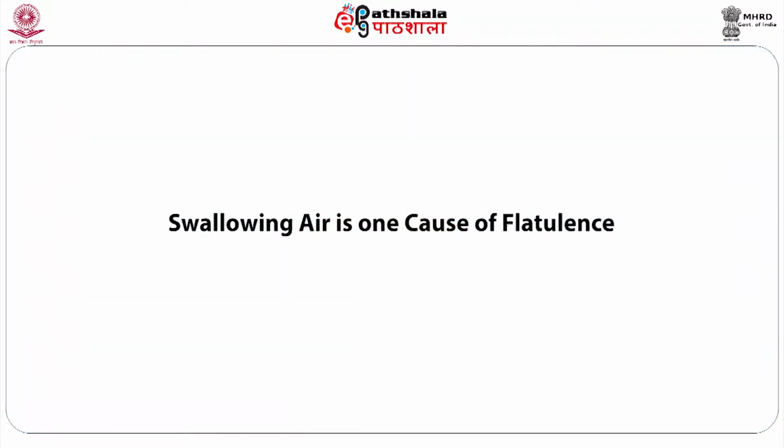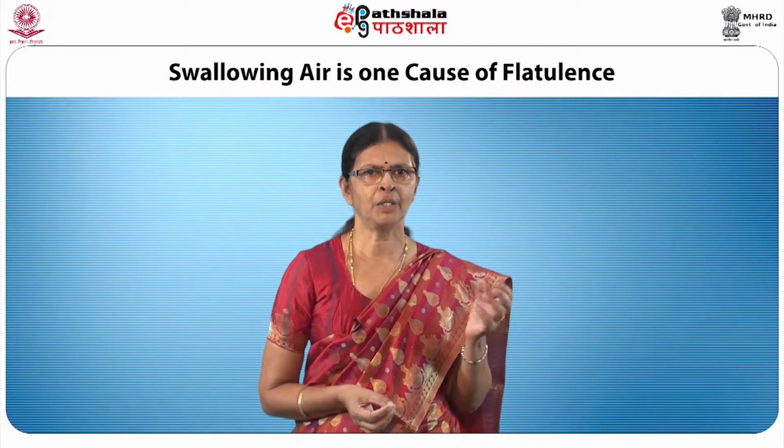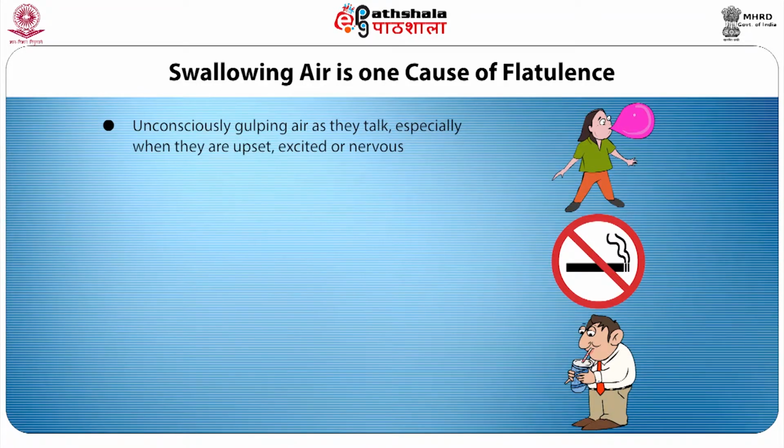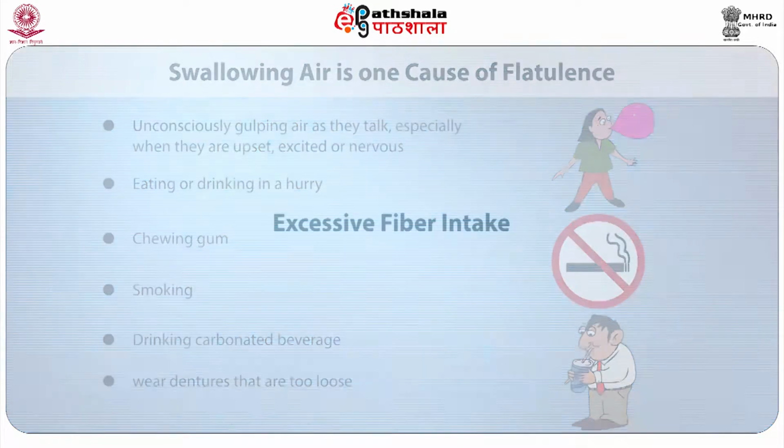Although much of this swallowed air is belched upward through the mouth, a small amount passes into the intestine and out through the rectum. People swallow air in many different ways, particularly by unconsciously gulping air as they talk, especially when they are upset, excited or nervous. Also by eating or drinking in a hurry, chewing gum, smoking and drinking carbonated beverages, or when the person wears dentures that are too loose.